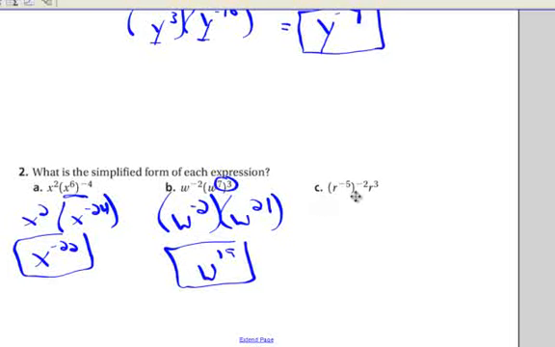Here they change the order. So we're going to do power times a power, so r to the positive 10th, negative 5 times negative 2. We have to take that times r to the 3rd, so we get r to the 13th.